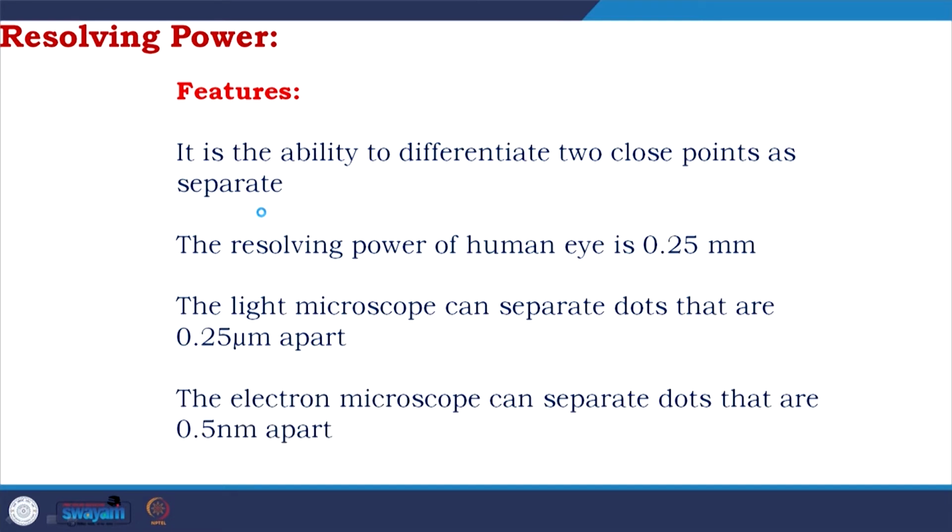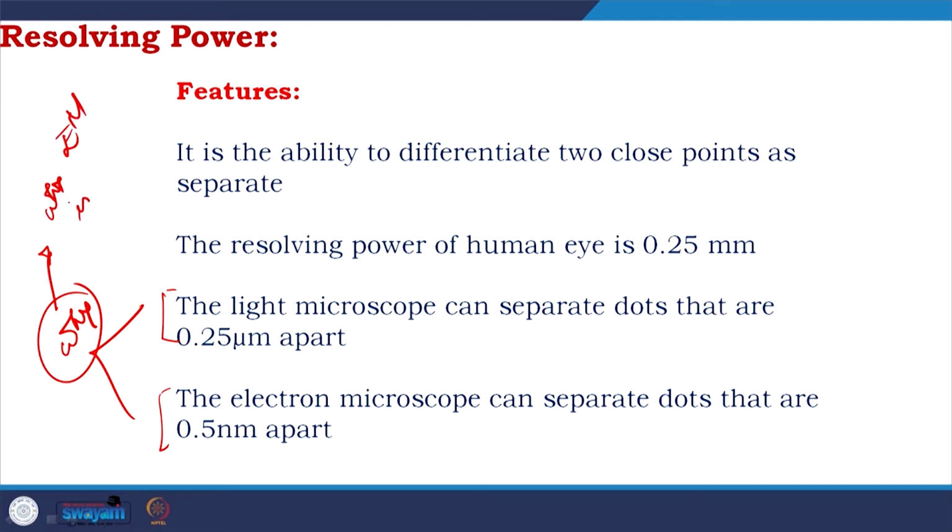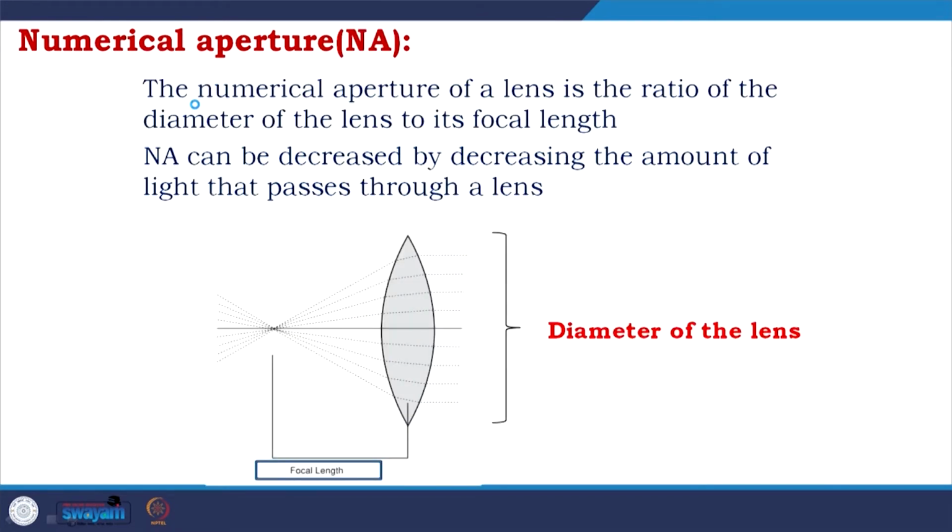So, now you would understand the difference between a light microscope and an electron microscope, but why? Why, when you compare, is the electron microscope having so high resolving power? We will take a look in our further analysis.